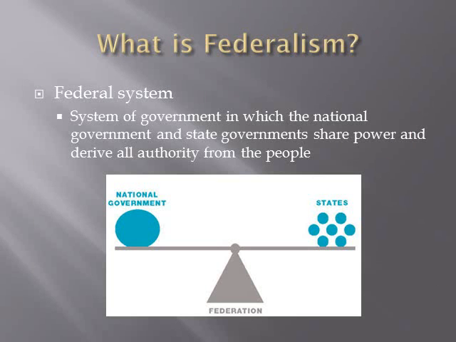So what is federalism? A federal system is a system of government in which the national government and state governments share power and derive all authority from the people.